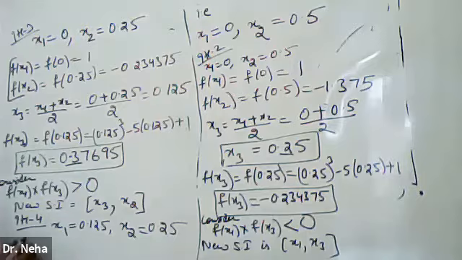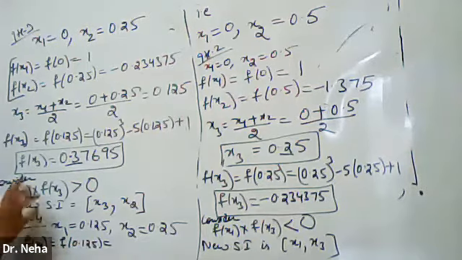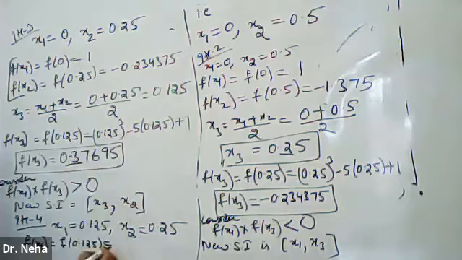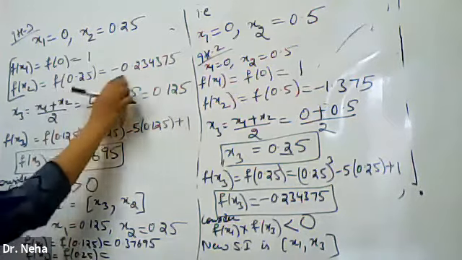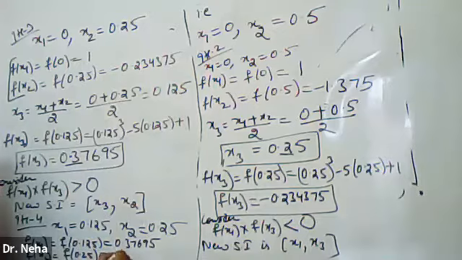Again the same steps. You can write down fx1 again. That means f of 0.125, and 0.125 is this one, 0.37695. And in the same way, fx2 means at 0.25, and it is somewhere you had found this one, see, minus 0.234.